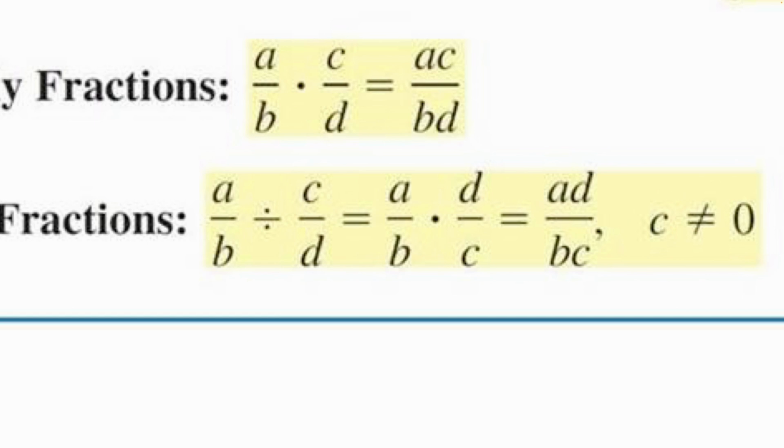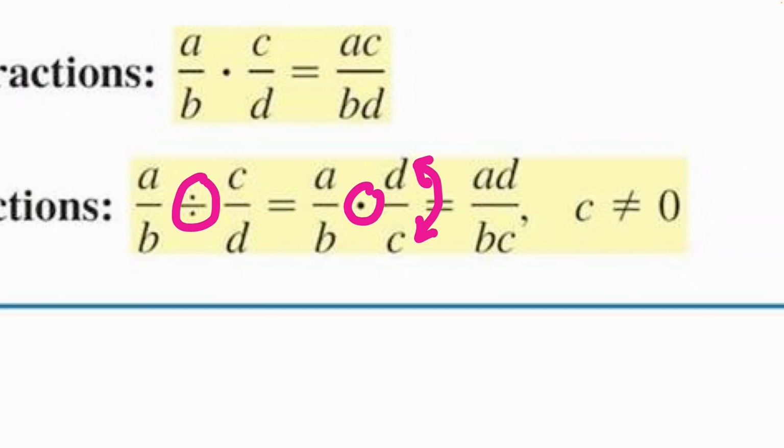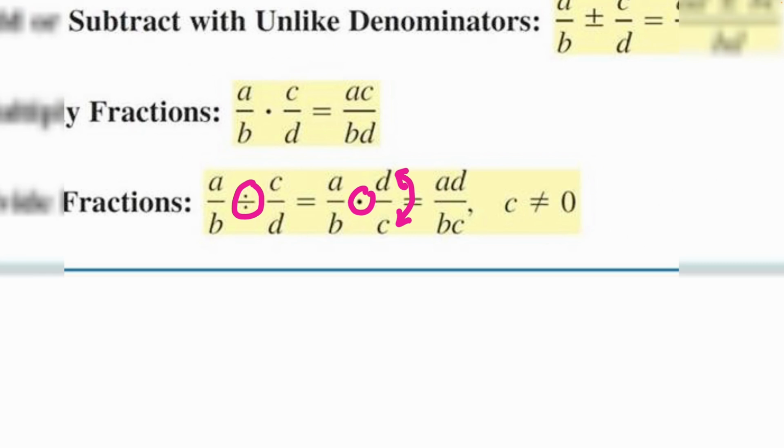So let me make that. So here we will change this, but we have flipped the fraction. So now instead of C over D, it's D over C. And we're allowed to do that as long as all of the stuff in the bottom is not 0. So as long as C is not 0, we're allowed to do that.